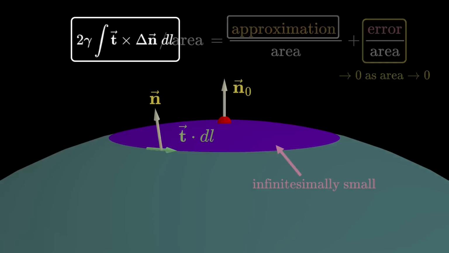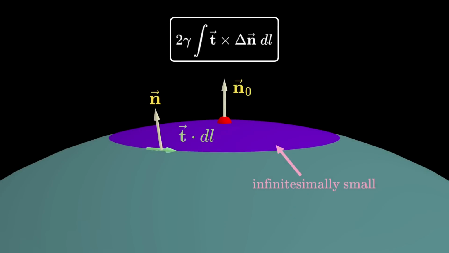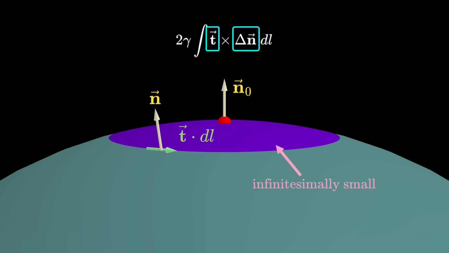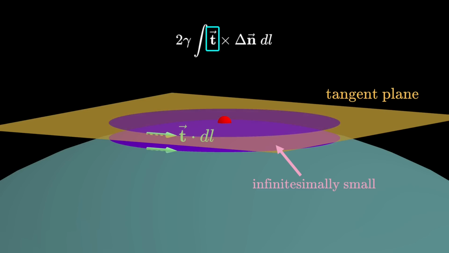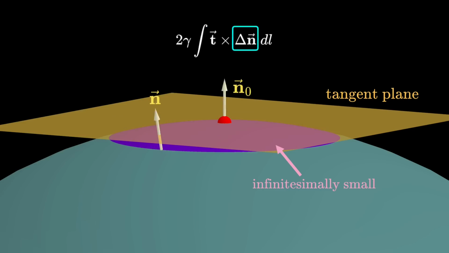The trick is to realize that both t and delta n can be closely approximated to lie on the tangent plane at the red dot. For the vector t, it is a bit more believable. After all, this purple piece is so small that even if we project onto the tangent plane, t hasn't changed much, and in fact, it is the same in this illustration.